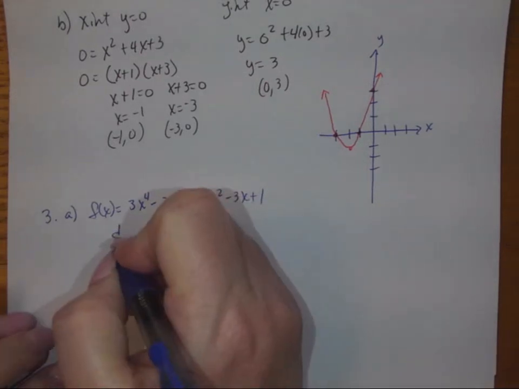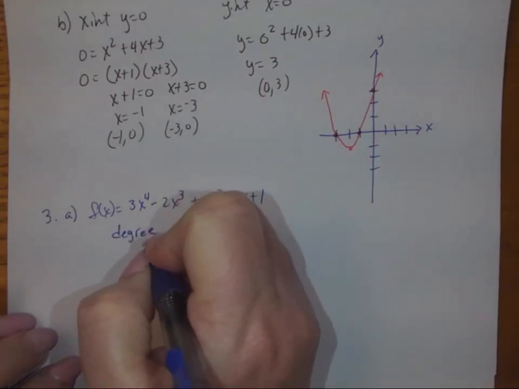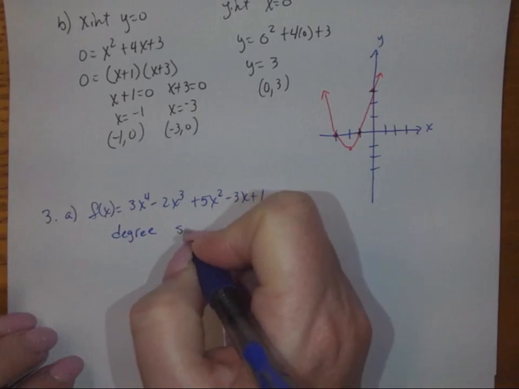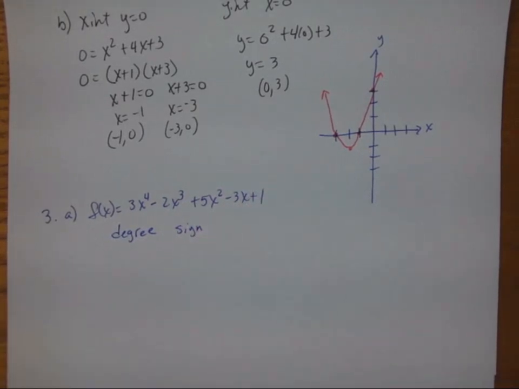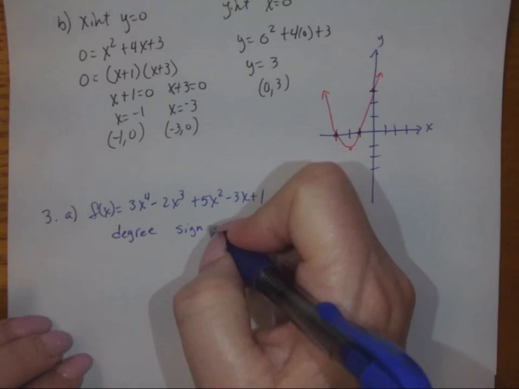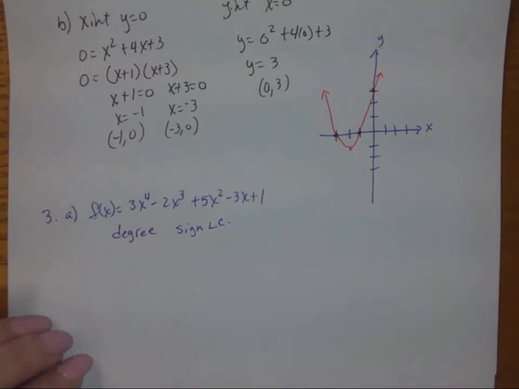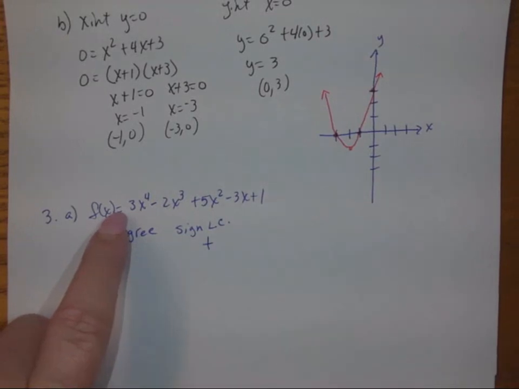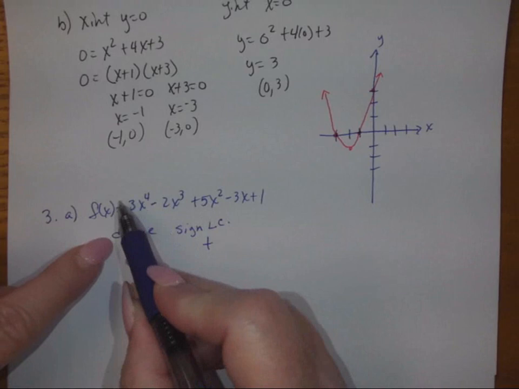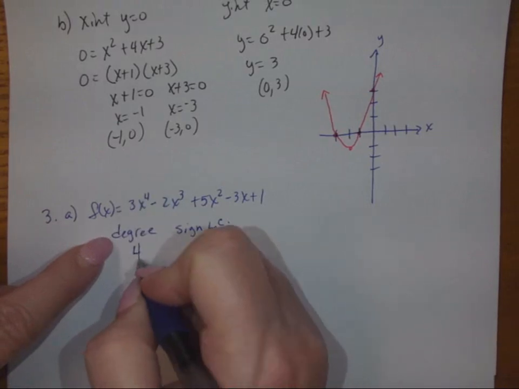So whenever we're looking at this, we're looking at the degree and we're looking at the sign. Is it positive or negative? And this is the sign of the leading coefficient. So our leading coefficient is positive, and that's what we care about. And the degree is 4. That's our highest degree in our function.